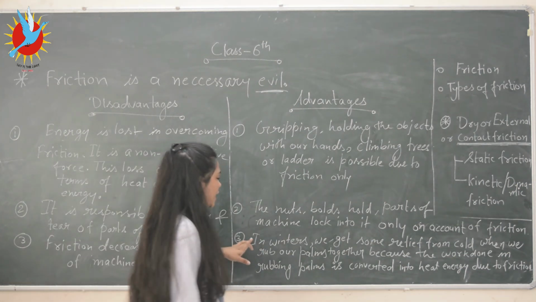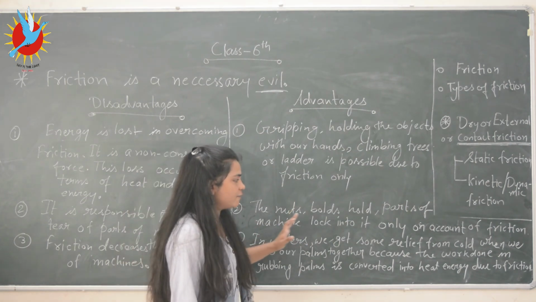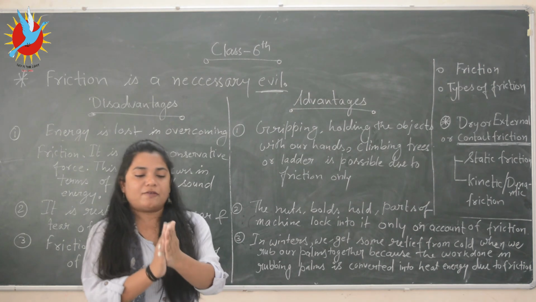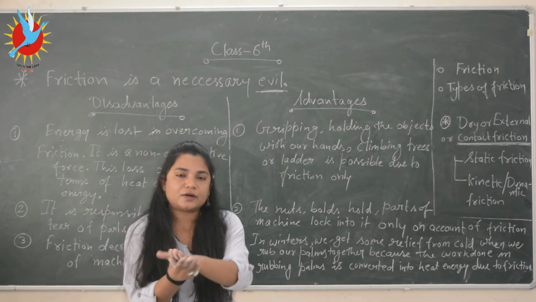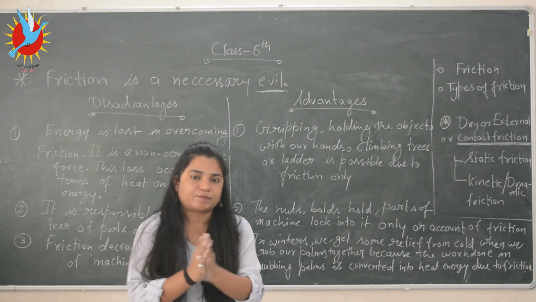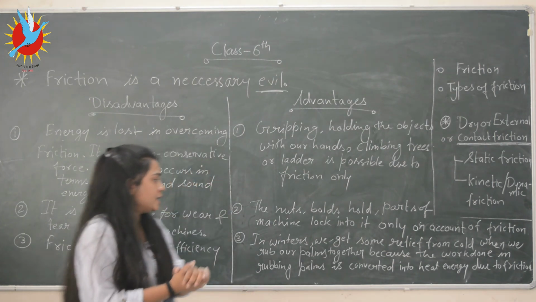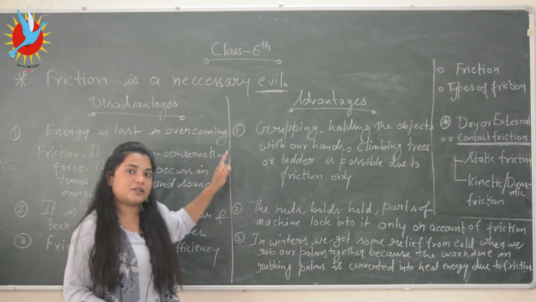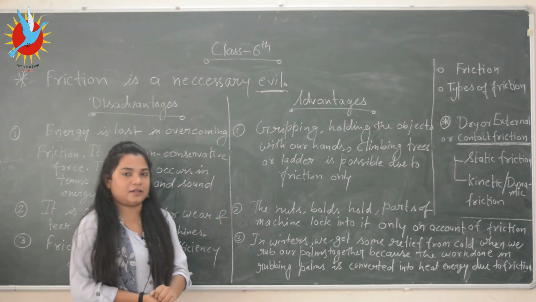Now in winters, this is the advantage. In winters we get some relief from cold when we rub our palms together. Why? Because when we are rubbing, we are doing some work, and this work done is converted into heat energy due to friction, and hence we get some relief. Students, even my writing on this board is due to friction. Hence friction is a necessary evil.